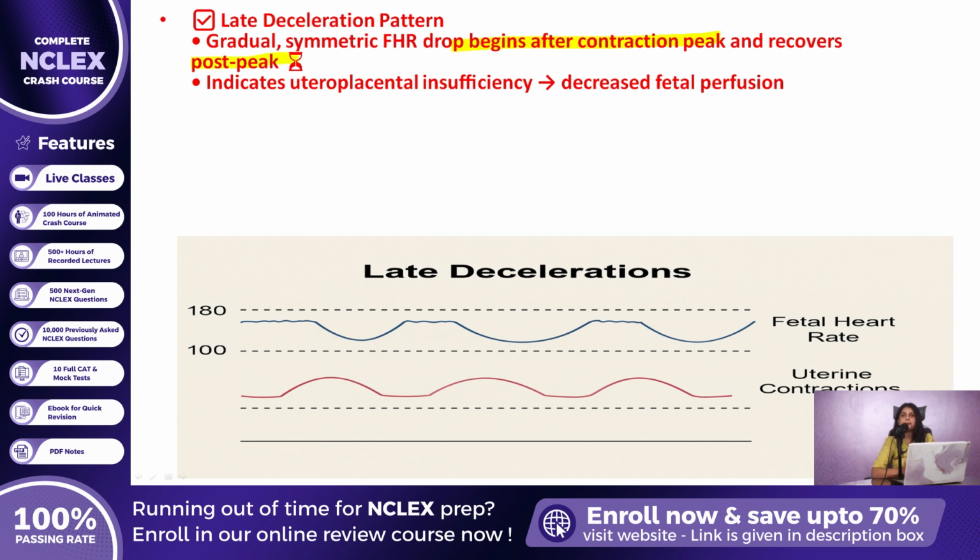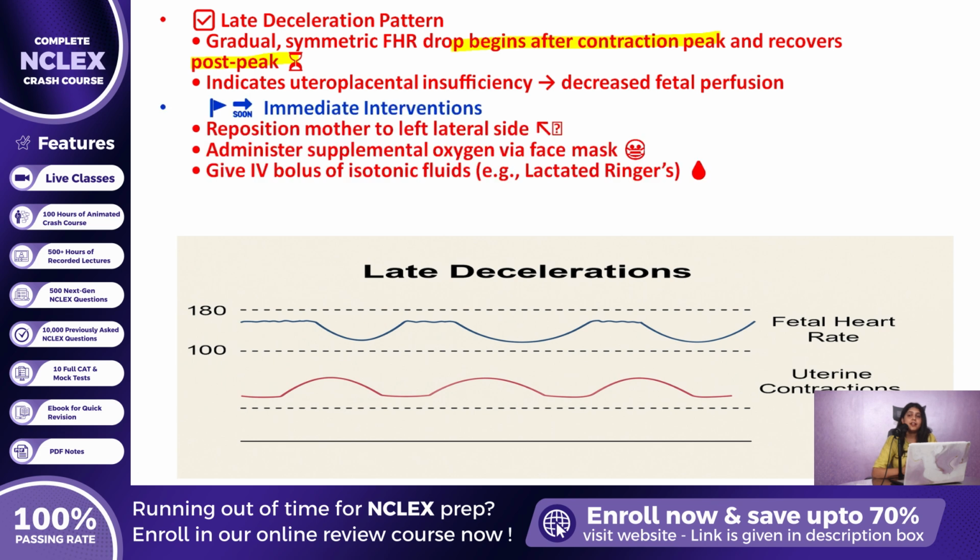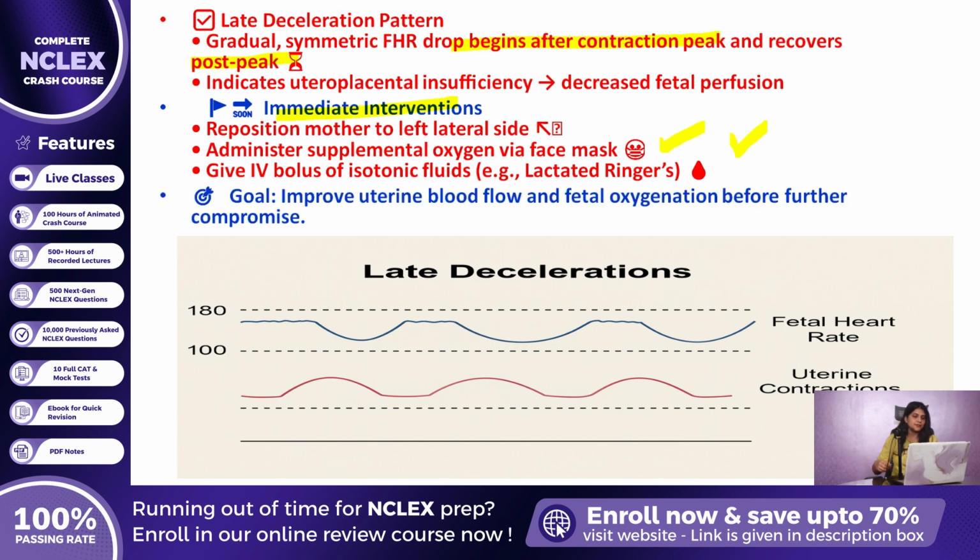In this tracing, the gradual onset and recovery occurring after the contraction's peak signify decreased fetal perfusion. Immediate interventions should include repositioning the mother to her left lateral side, administering supplemental oxygen, and providing an intravenous bolus of isotonic fluids to improve uterine blood flow. Shifting focus to gastrointestinal risk factors.